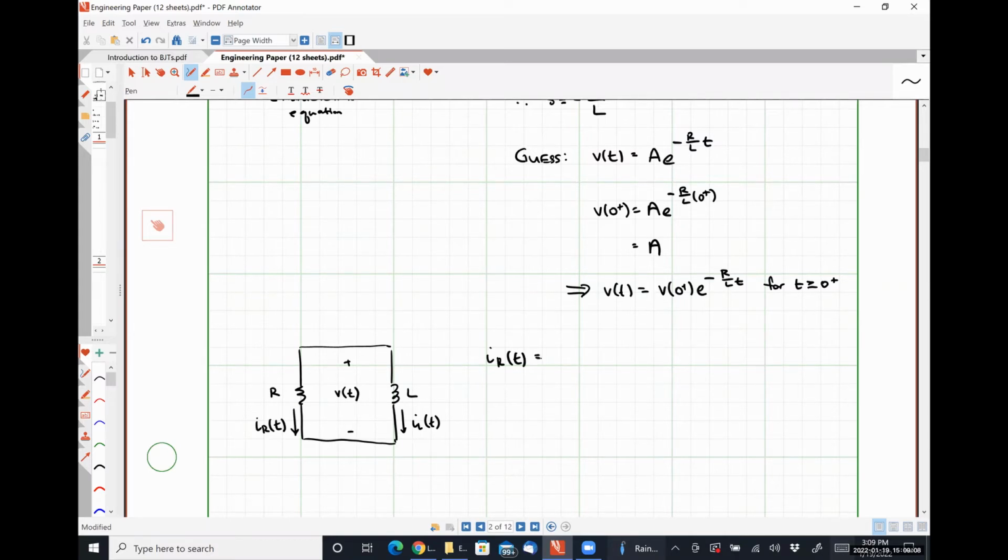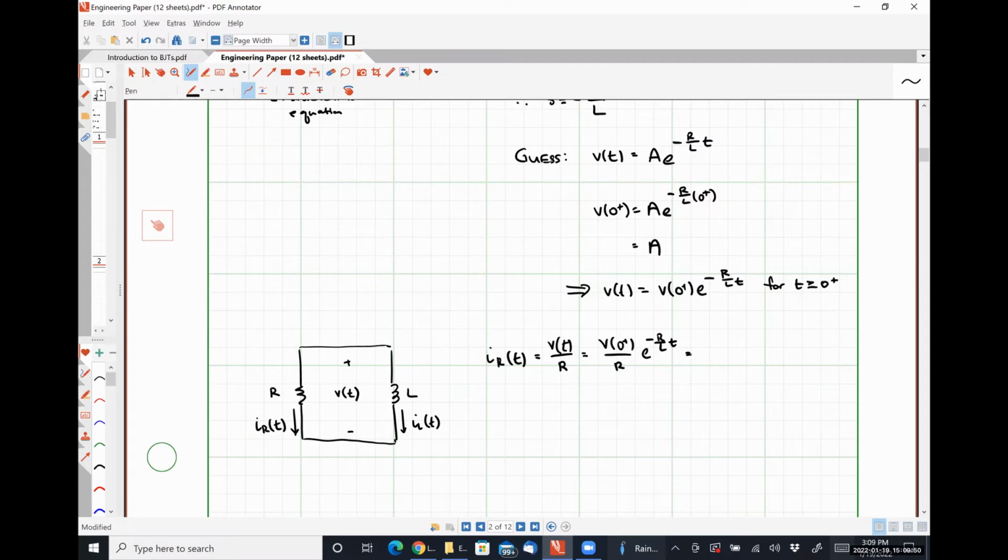What should IR of t be now that we know how V of t behaves? Right, Ohm's law tells us that V of t over R is just the resistor current. Is there any reason it shouldn't continue to be that? Absolutely not. So this would be V of 0 plus divided by R, e to the minus R over L multiplied by time.